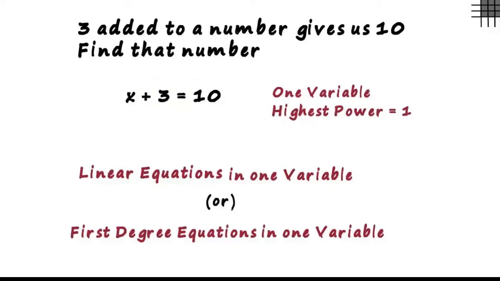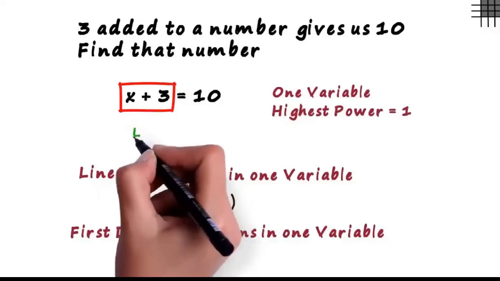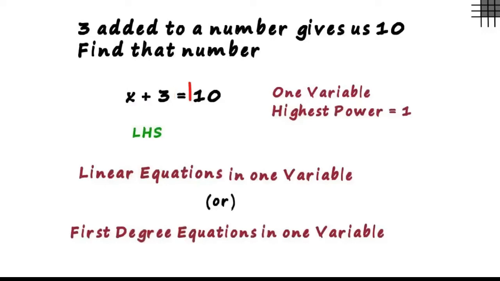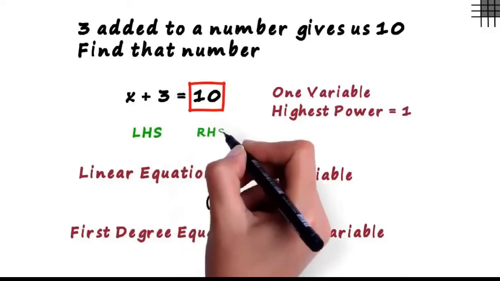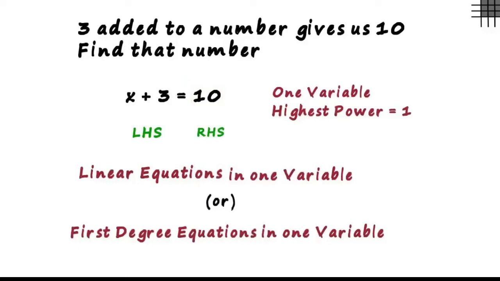We categorize an equation into 3 parts. We have an equality sign in the center. To its left is the left-hand side, which is shown here as LHS, and to its right is the right-hand side, shown here as RHS. The problems for such kind of equations require us to solve for the value of the variable.